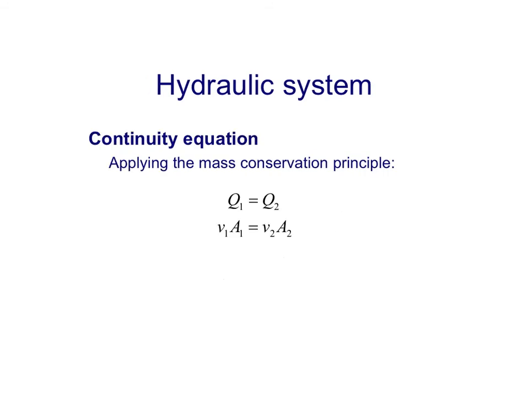The experimental law that we are going to use is the continuity equation. So applying the mass conservation principle, we know that the flow remains the same. So if we have a pipe with different transversal areas, namely A1 and A2, with different velocities, V1 and V2, we're going to have that V1 times A1 equals V2 times A2.